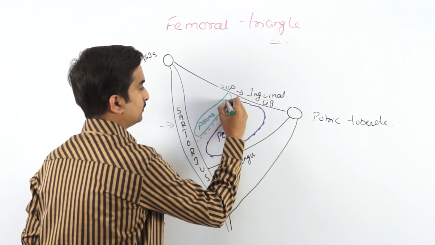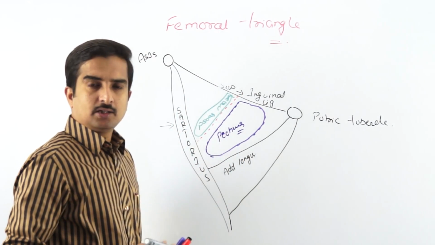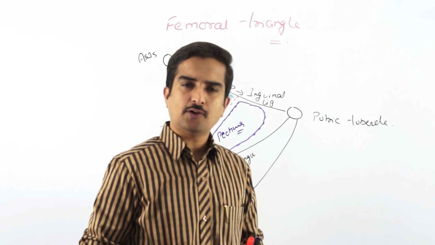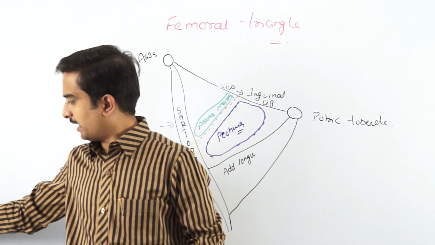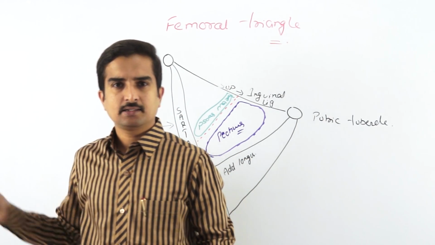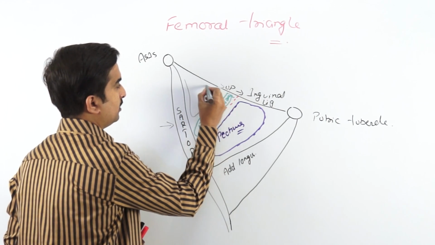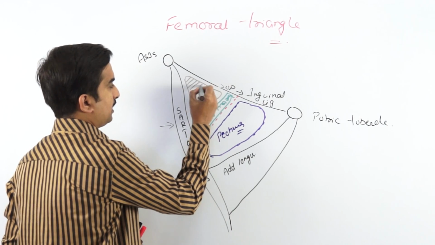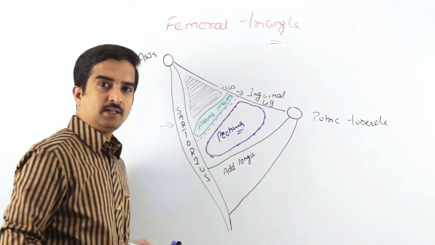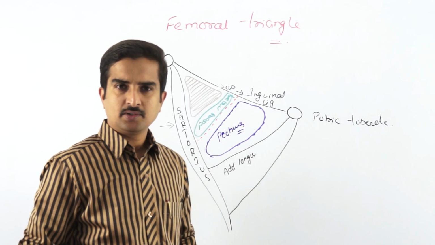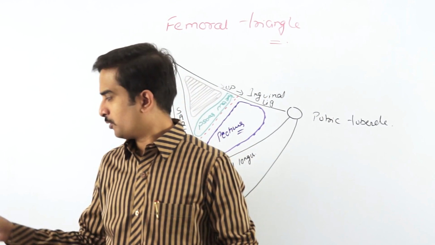Psoas major. After the psoas major, more laterally, the floor of the triangle is formed by the iliacus muscle. So more laterally I will draw the muscle called iliacus. So by this you came to know what are the structures which are forming the floor of the femoral triangle. The floor of the femoral triangle is formed by four muscles.